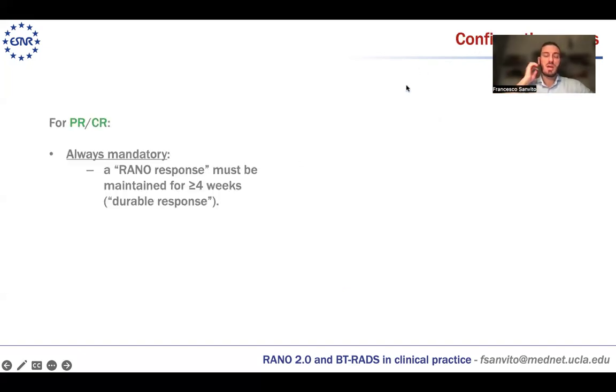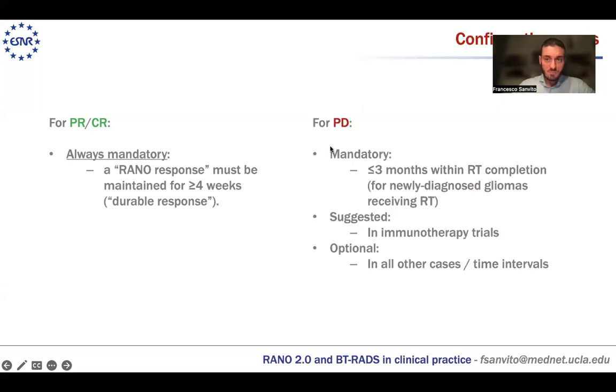Confirmation scans means that however you label a time point is sometimes dependent on whether you can observe the same or consistent findings in the subsequent confirmation scans. So for response, confirmation scans are always mandatory. You can only call a RANO response if you see it in 2 scans at least 1 month apart. That's what we call a durable response. For progressive disease, it's only mandatory to obtain confirmation scans in the 3 months after radiation completion. Of course, for tumors that do receive radiation.